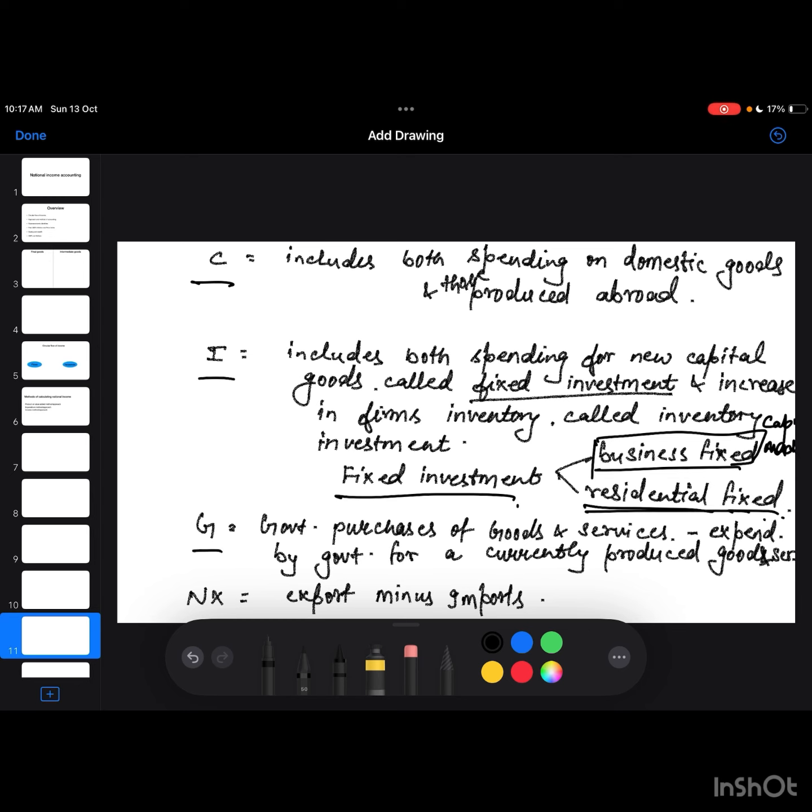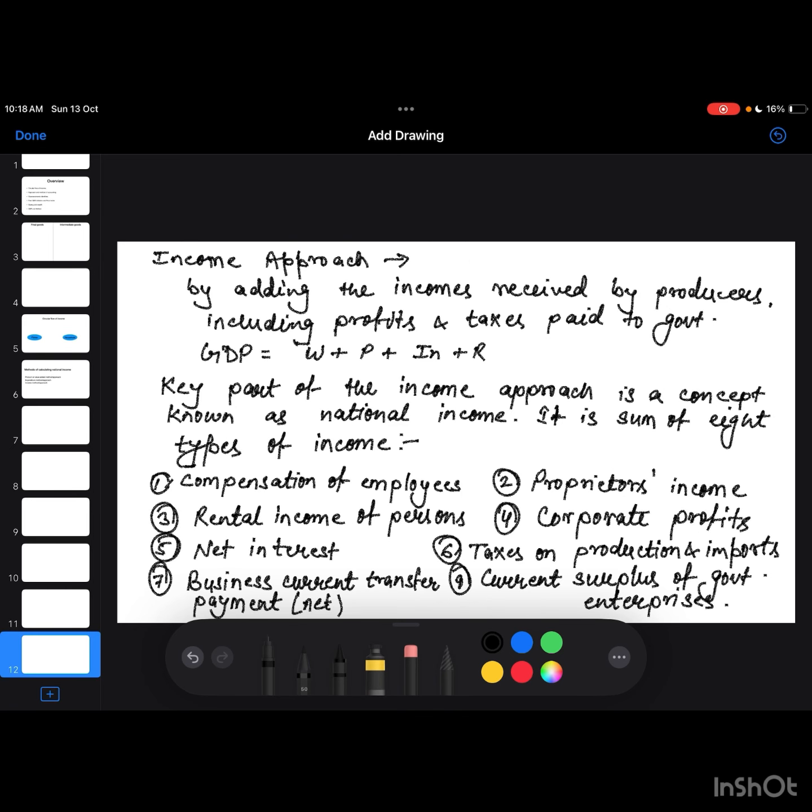Now G is the government purchase of goods and services, expenditure by government for current goods and services. Net export is export minus import. So by adding these four things we will get our total output of the economy, or we say GDP.